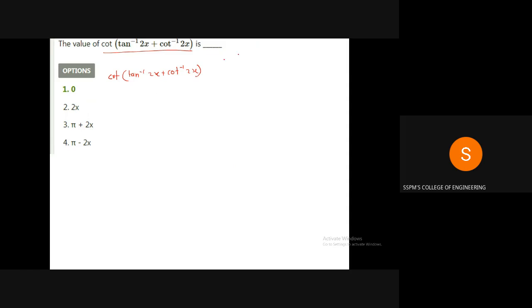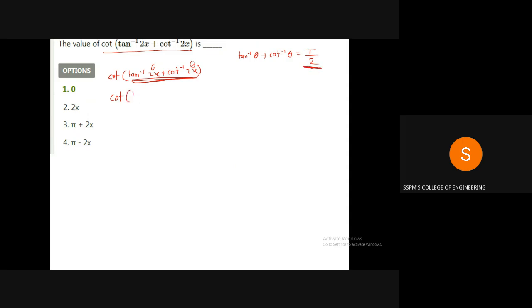We already know one formula. Tan inverse theta plus cot inverse theta is equal to pi by 2. Remember this. Therefore, we can use the same result here: tan inverse 2x plus cot inverse 2x is equal to pi by 2. Here 2x is our theta, but it doesn't change anything. The answer is still pi by 2.